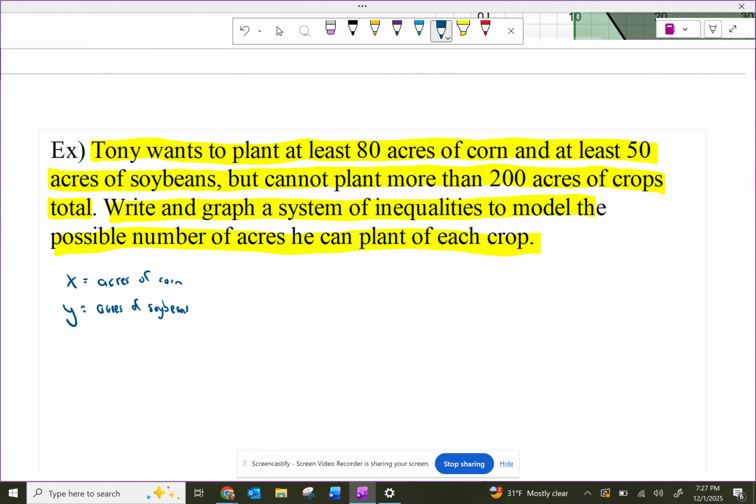And we know we want to have at least 80 acres of corn. So the value of X has to be either equal to 80 or more. We want to have at least 50 acres of soybeans. So the value of Y, which is soybeans, has to be at least 50 or more. So it's going to be greater than or equal to 50. And we know that we cannot plant more than 200 acres of crops total. So if I take the total amount of crops, the corn plus the soybeans, that cannot go over 200. So it's going to be 200 or less. So it's going to be less than or equal to 200.